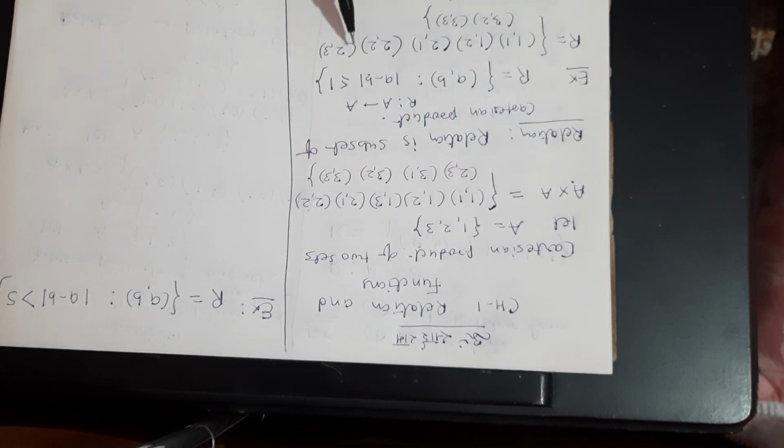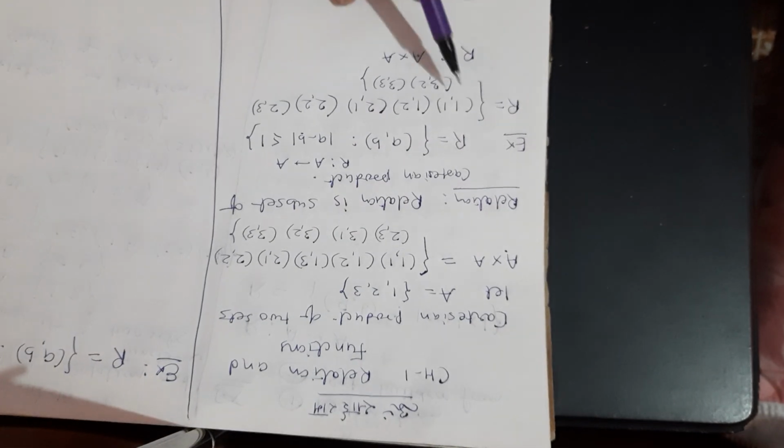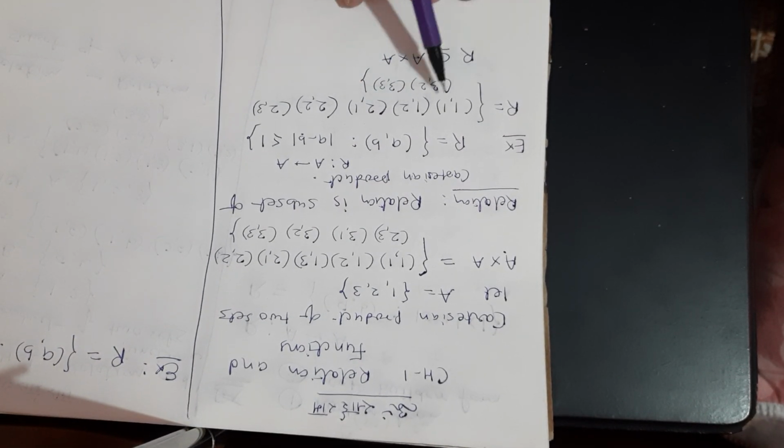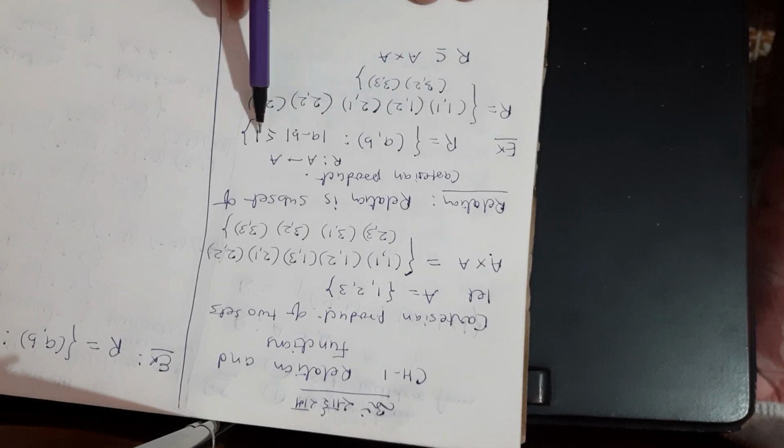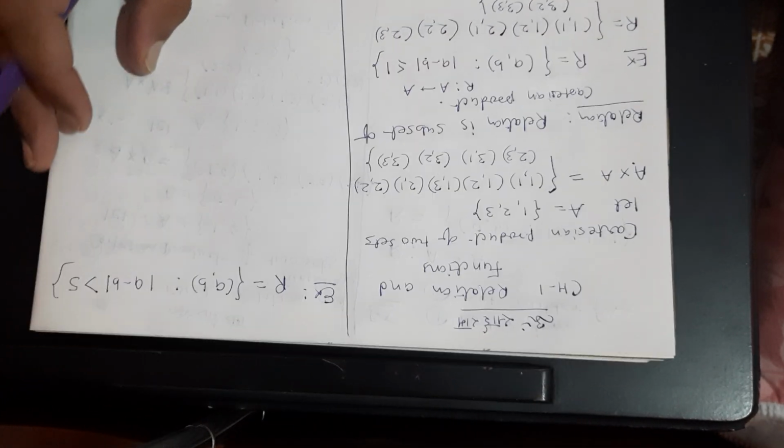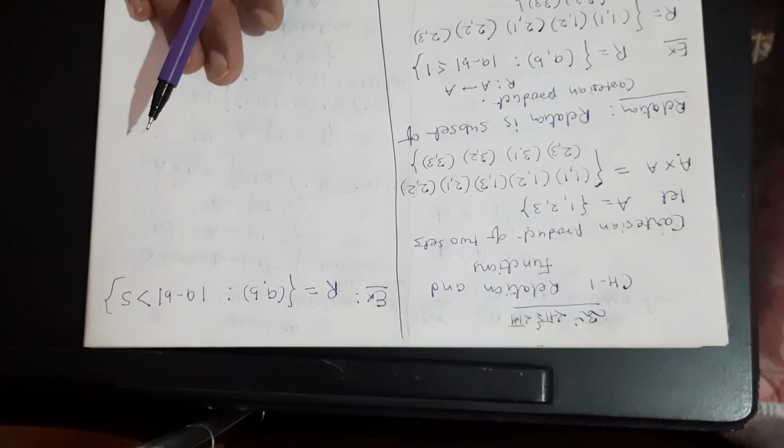This R is in roster form. The type of expression of this R is roster form, and this is set builder form. So keep these two words in mind, or you have already studied them in class 11th.